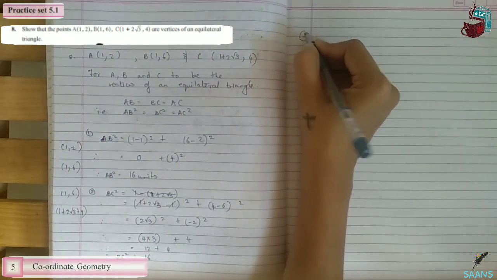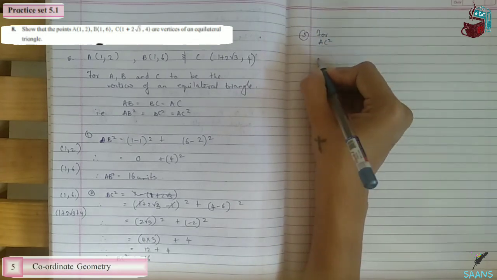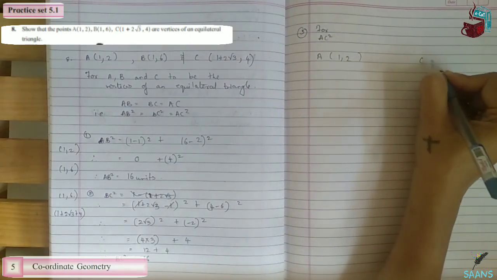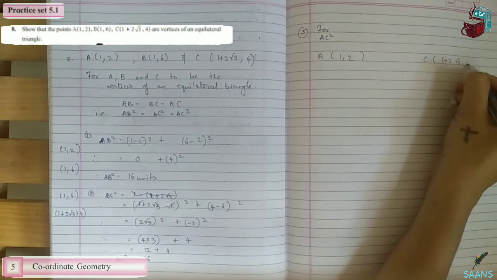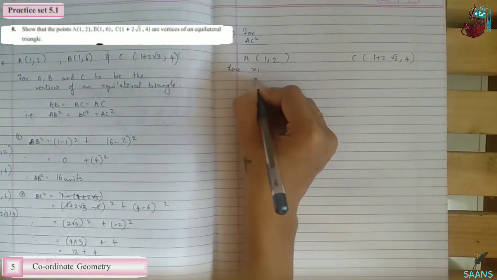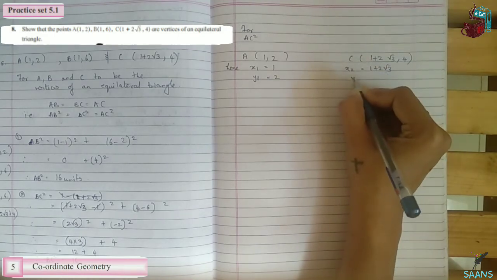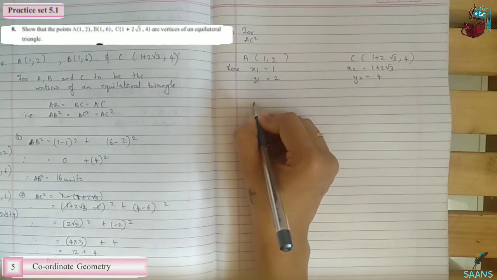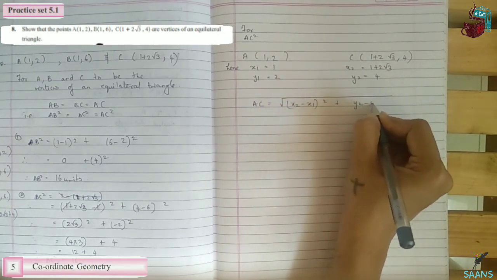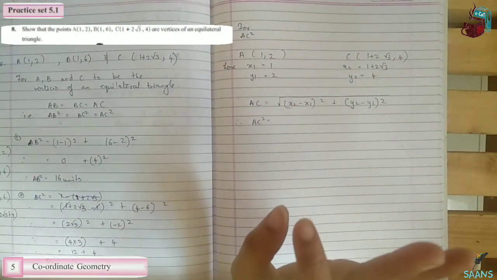I'll try to do it in an elaborate manner for you all. So for AC square, A is given as (1, 2) and C is (1 plus 2 root 3, 4). Showing you all the steps, here x1, y1 is (1, 2), x2 is 1 plus 2 root 3, y2 is 4. Therefore AC is equal to under root x2 minus x1 the whole square plus y2 minus y1 the whole square. But we are squaring, so AC square is directly the square, the under root is left, we just need to find the value. So this is always squared.